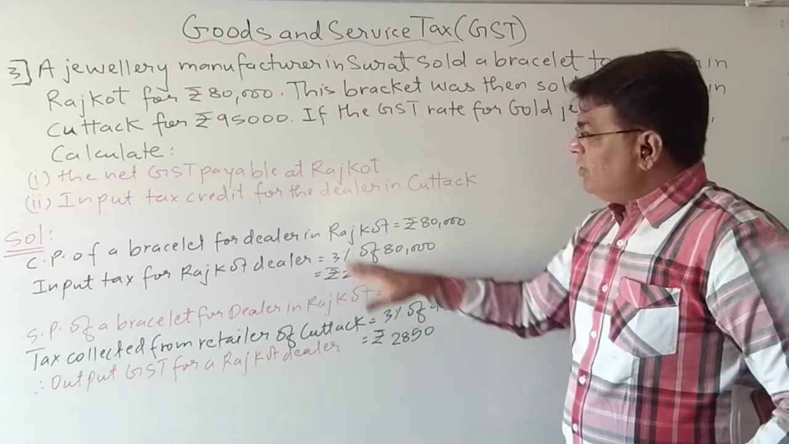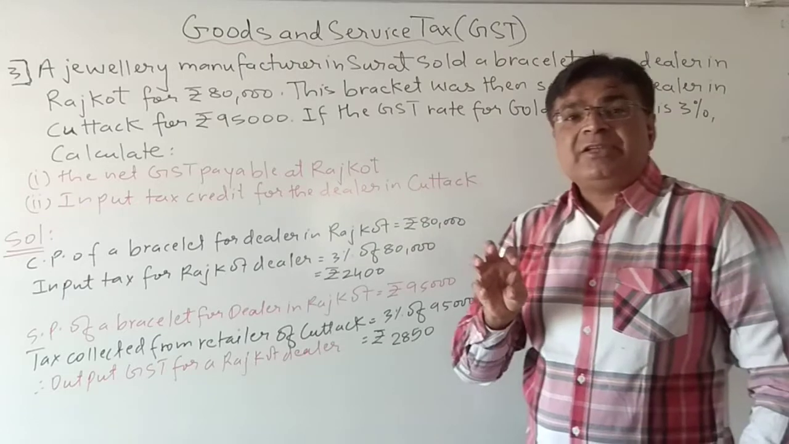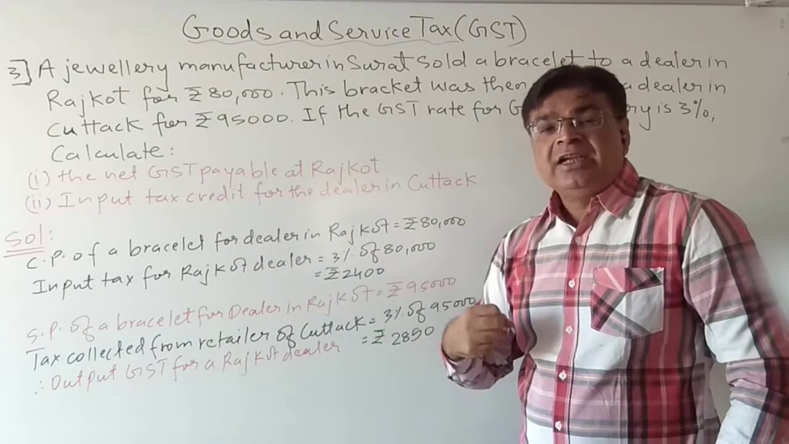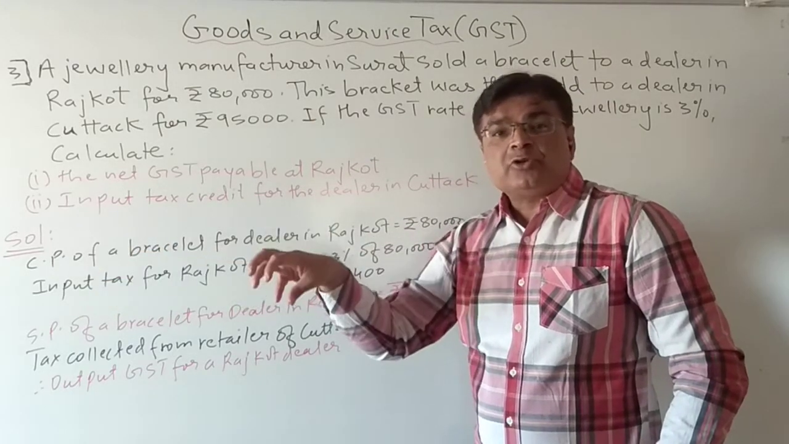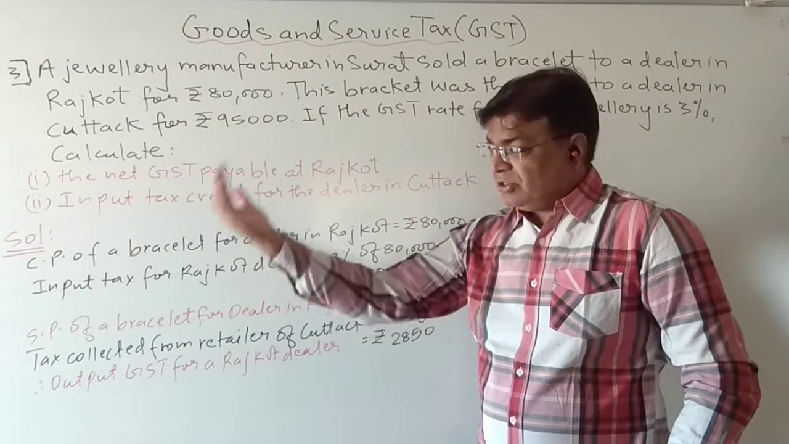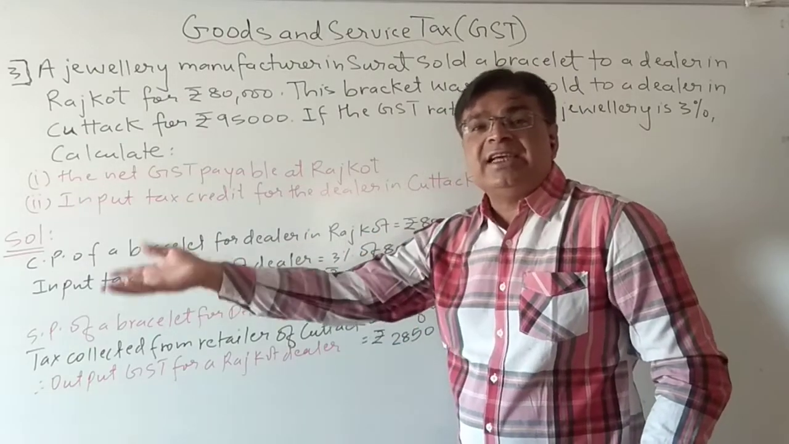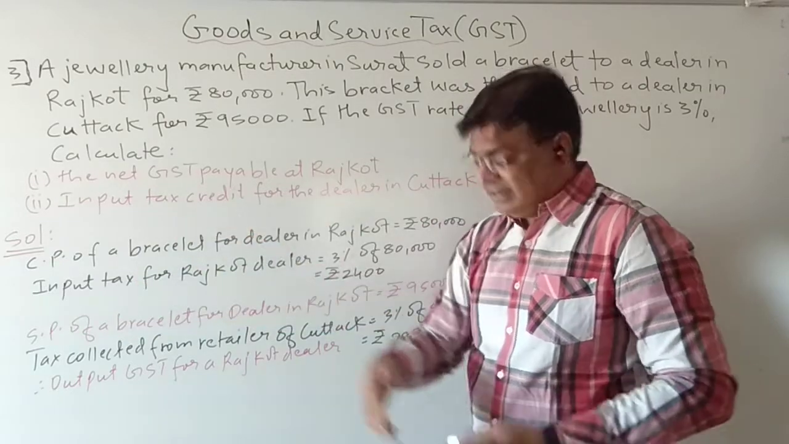Now see what is happening. What is the first question? The net GST payable at Rajkot. Why net GST payable at Rajkot? Because from Rajkot only the purchasing is done, and from Rajkot only it is selling out. So the Rajkot dealer is purchasing, so he is giving input tax. Then the Rajkot dealer is selling, so he is paying output tax also. So what is the net GST payable?